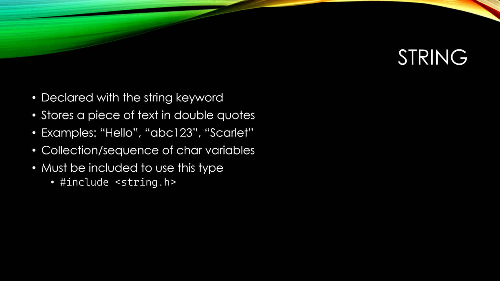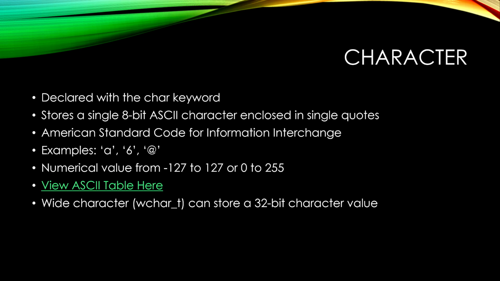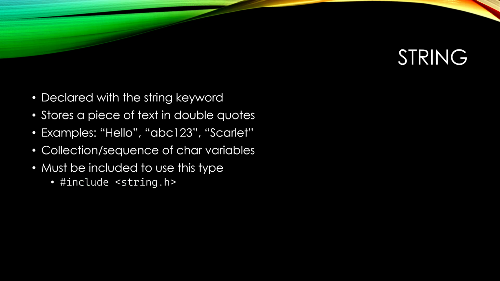Strings. These are a potentially very large data type. They are declared using the string keyword. Of course, it stores a piece of text in double quotes, and that's a distinction to make with C++. In Python, it didn't matter if you use single quotes or double quotes. In C++, characters are stored in single quotes, strings are stored in double quotes. So remember that distinction. We're going to show that off when we do some quick code demonstration.